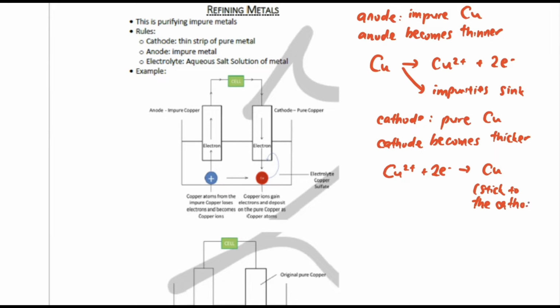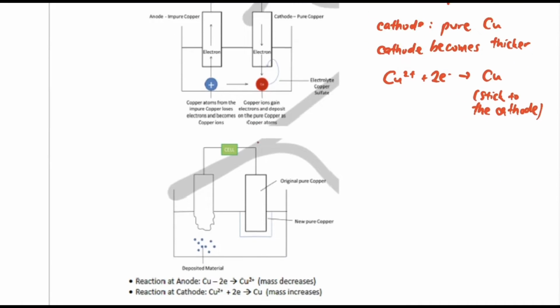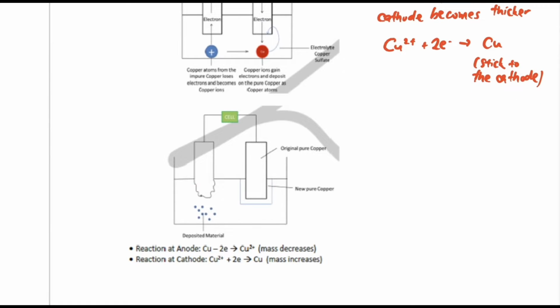So we should expect the pure copper here to be thicker and thicker. That means you get more and more pure copper gathered at this cathode. So that is how we purify it. As you can see, the anode becomes thinner, the impurities sink, and then the copper deposits here. So you have new layers of copper, so the cathode becomes thicker.